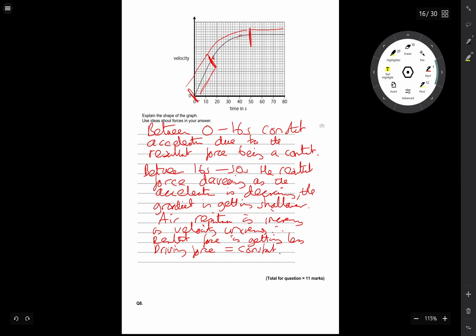But then after 50 seconds, the driving force equals the drag or the air resistance. So therefore, no resultant force, therefore no acceleration. And that's why we got that horizontal line over there.